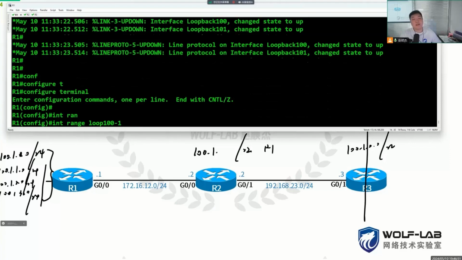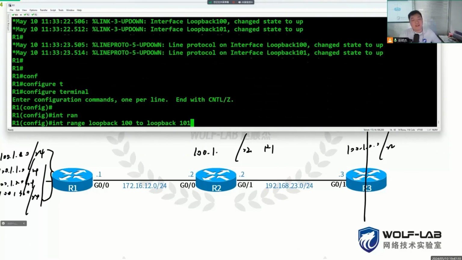You can write it this way. But if you're on Huawei equipment, it doesn't have this kind of dash. You need to write something like loopback 100, then loopback 101, loopback 101. It's a bit more complicated to write. You can't use that style, it's a bit annoying. You might have gotten used to it before.